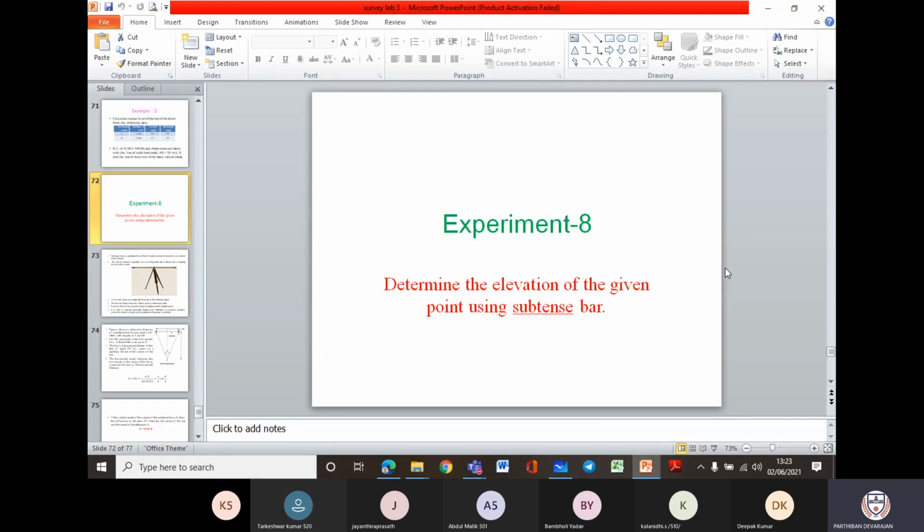But here the subtense bar is entirely new material, a new instrument. Using this subtense bar, we are going to find out the distance as well as the elevation height of an object or a given point using the subtense bar method. So what is a subtense bar?